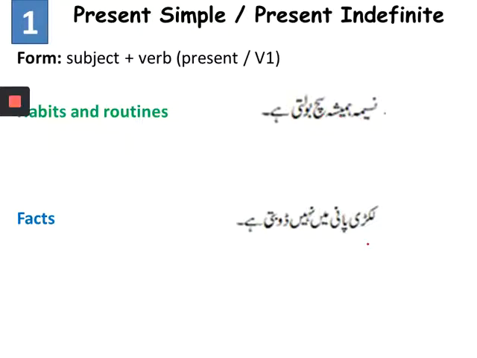Okay, now we come to the second one, facts. Lakdi pani mein nahi doobti hai. This is a negative statement. Lakdi will be wood, pani will be water, mein, in, nahi, doesn't. However, you will use the not thing, negative, and then doobti, drown.